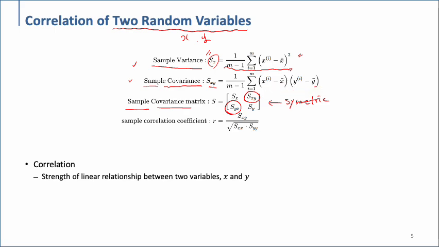We can also use the sample correlation coefficient, which can be computed like this. The correlation just measures the strength of the linear relationship between the two variables x and y. As the terminology indicates, this captures just simple linear relationships.